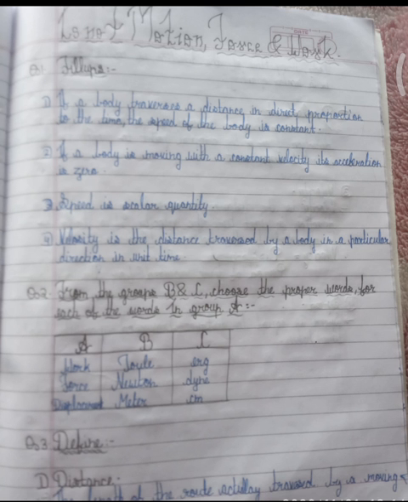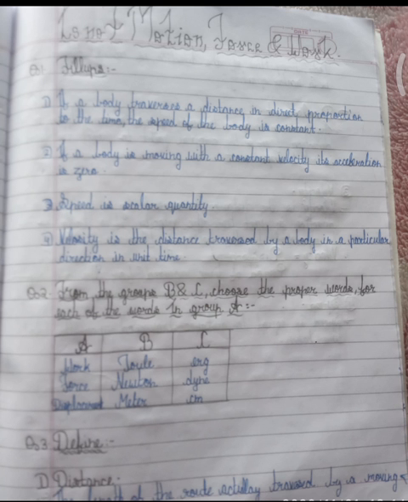Once again I'll repeat. From the group A, you have to choose the matching word with the group B and group C. So, first is work, joule and erg. Next is force, Newton and dyne. Third is displacement, that is meter and centimeter.